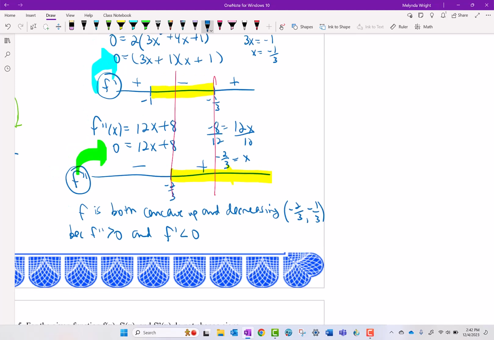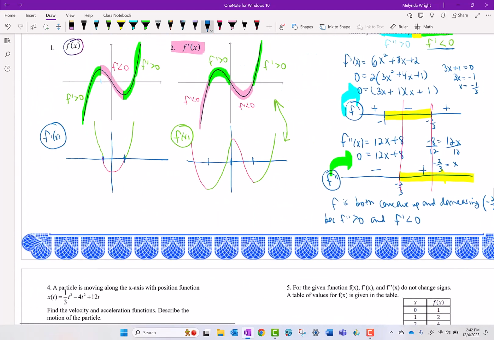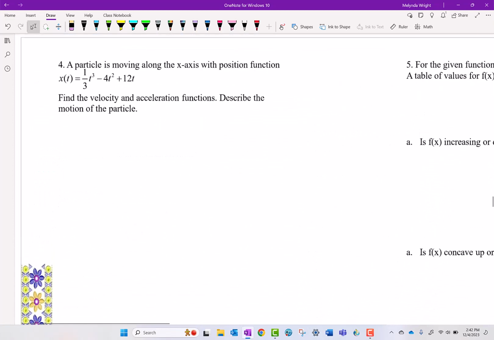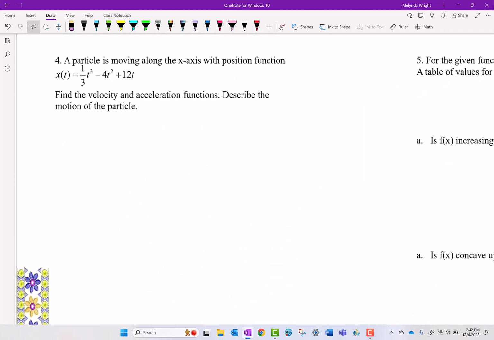All right, so let's keep moving on, continuing to explore the function and its first and second derivative. So this one is number 4. It says a particle is moving along the x-axis, which means it just goes like this, like that all the time, with this function. Find velocity, acceleration, and describe motion.